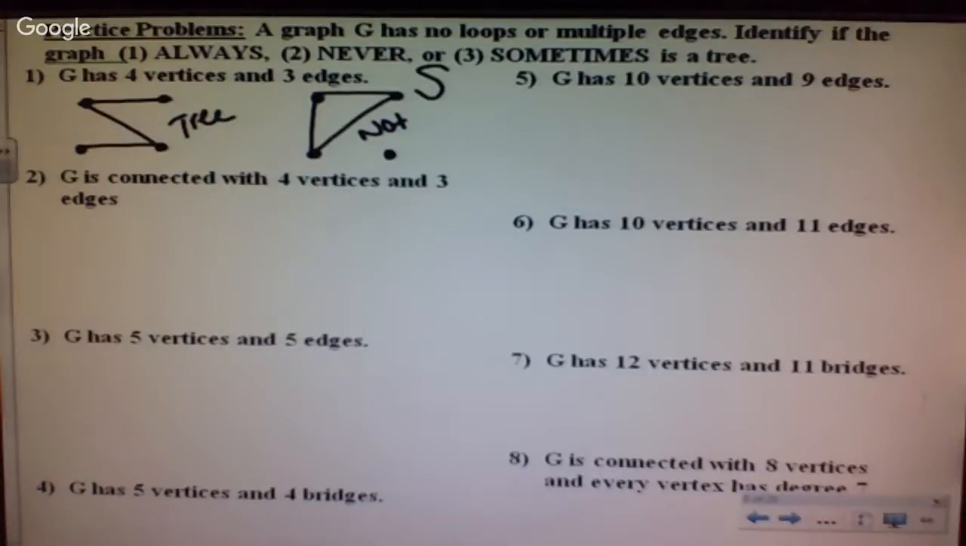Okay? Take a look at number 2. It says G is connected with 4 vertices and 3 edges. G is connected. From number 1 to number 2, that says connected in number 2. That word connected changes number 1 to always. It's the same exact thing, except I shoved that word connected in.